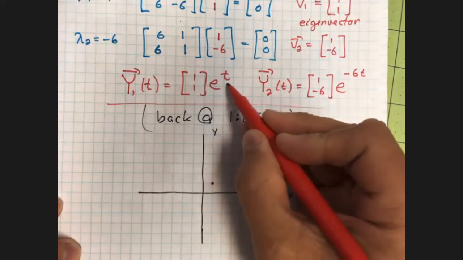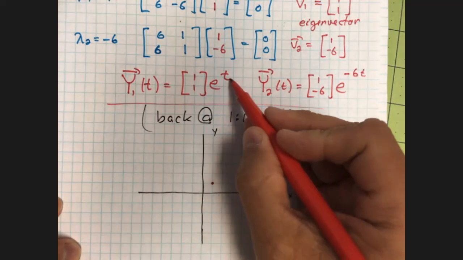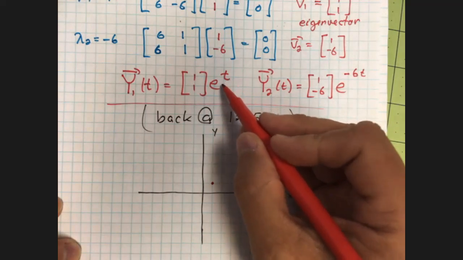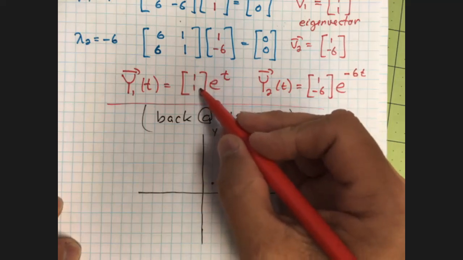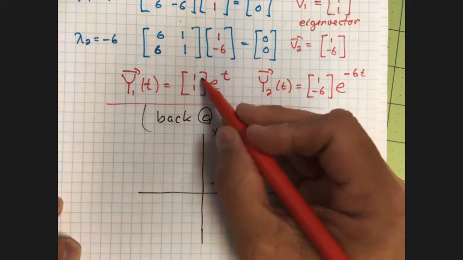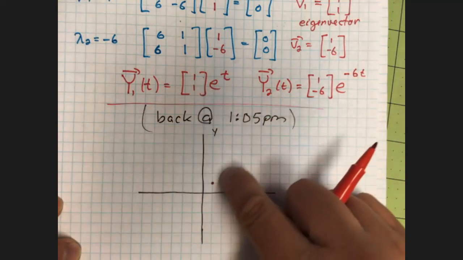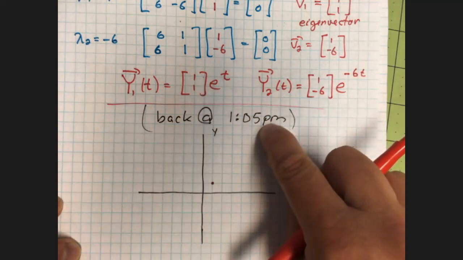And the e to the t, you know what e to the t does. It gets bigger and bigger the farther out you go for t. Well, positive t's, this grows humongously, right? But what do I care if I got a humongous number times 1, 1? It's just humongous, humongous. You know, if this is 400, then this is 400, 400, which is on the same line, but way, way out here.